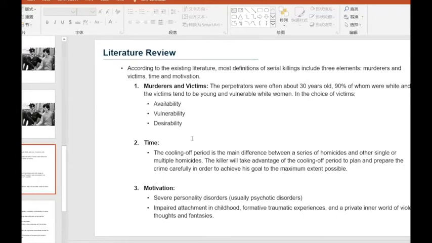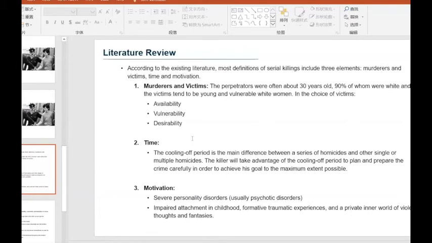In the choice of victims, serial killers generally choose based on the victim's availability, vulnerability, and desirability. Availability refers to the victim's way of life or the victim's living environment. That is, whether the victim's way of life gives the opportunity to kill, such as prostitutes, people living alone, or homeless people. Vulnerability refers to the degree to which the victim is vulnerable to the perpetrator.